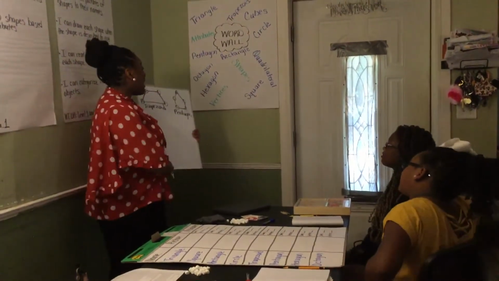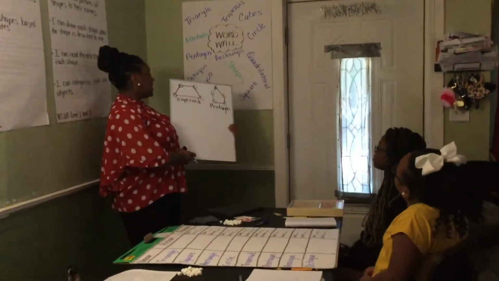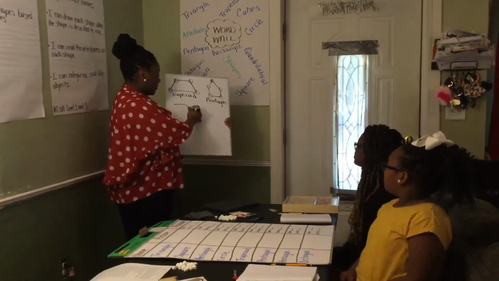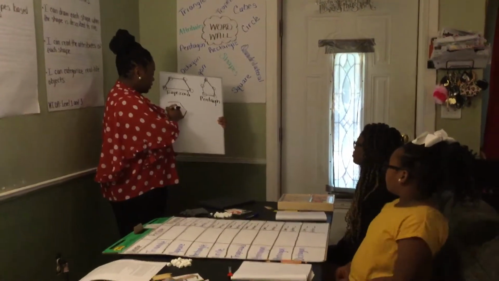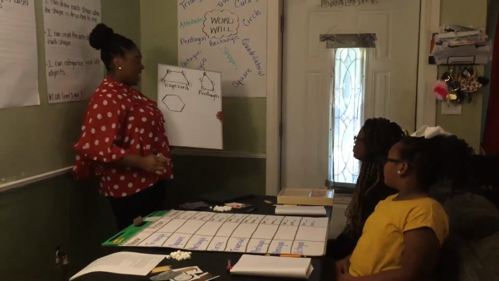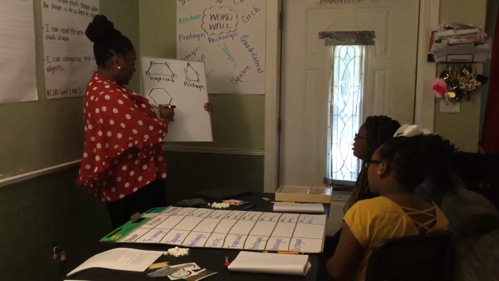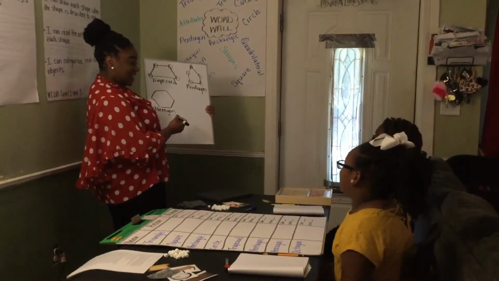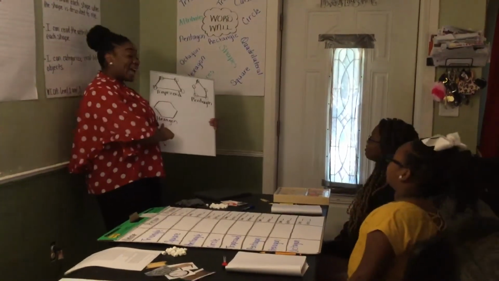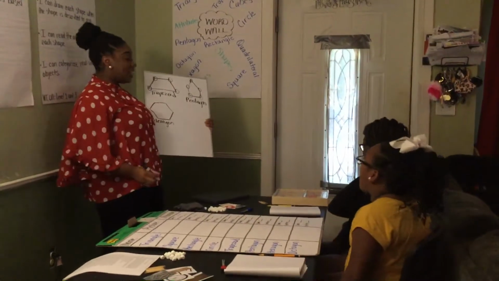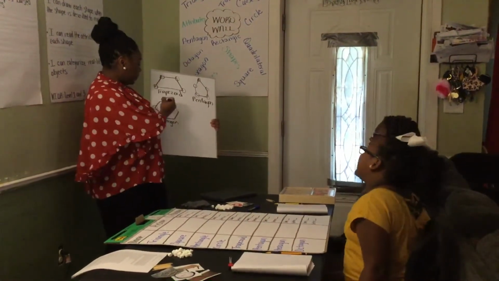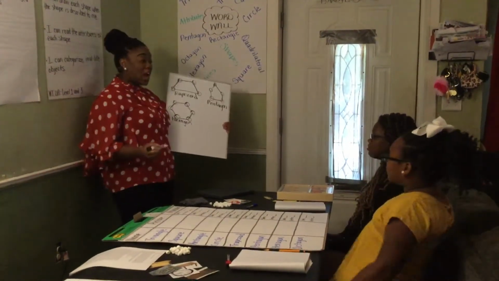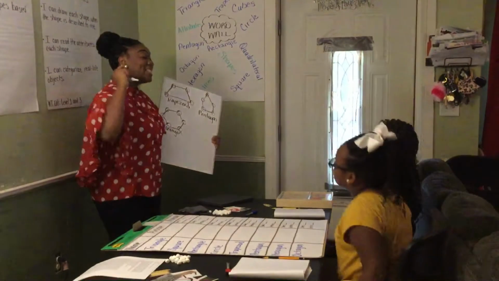Great job, guys. Our next shape we're going to talk about is a hexagon. Hexagon. Repeat, hexagon. Can you count how many sides and how many vertices a hexagon has? 1, 2, 3, 4, 5, 6. Oh, good job. So a hexagon has 6 sides. Now let's count the vertices. 1, 2, 3, 4, 5, 6. Good job. So a hexagon has 6.